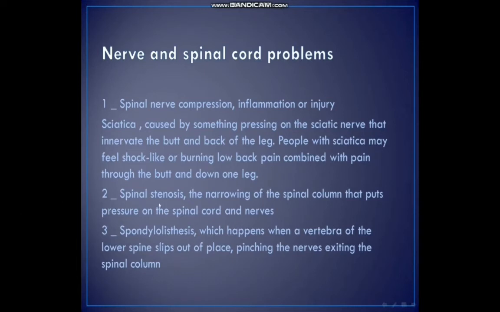The second one, we have spinal stenosis, the narrowing of the spinal column that puts pressure on the spinal cord and nerves. So if you feel pain, maybe it's sciatica or spinal stenosis. That's why we should go to a specialist doctor. The third one, we have spondylolisthesis, which happens when a vertebra of the lower spine slips out of place, pinching the nerve exiting the spinal column.